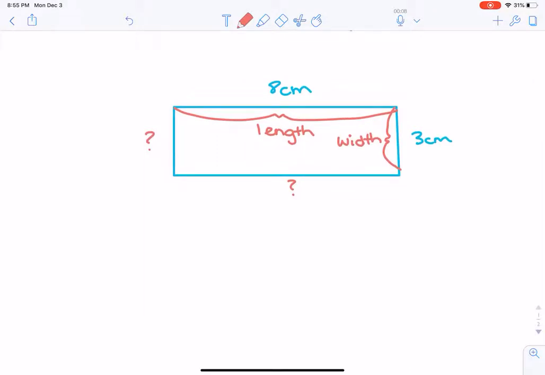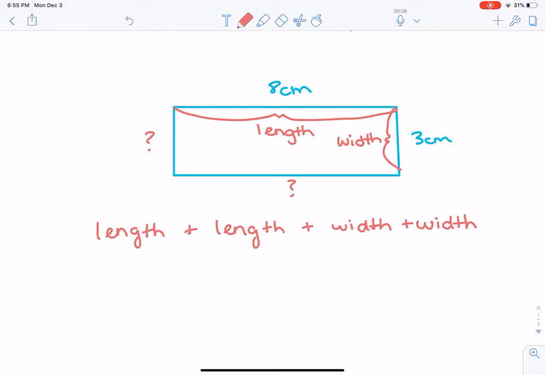So the formula we learned for perimeter today was length plus length plus width plus width. So in order to plug in our formula, we need to find our length and our width that are missing.